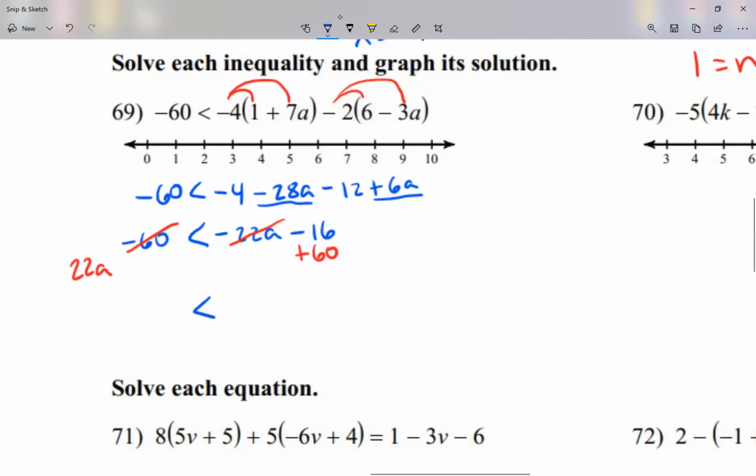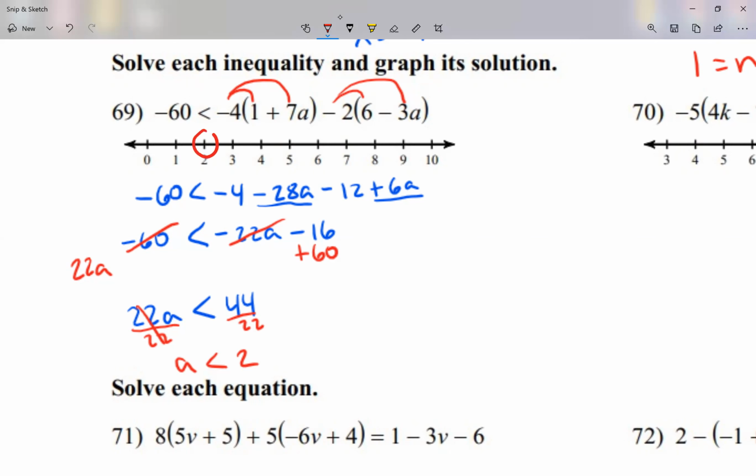So there's my inequality sign. On the left side, I just have a positive 22a. On the right side, signs are different, so I'm going to subtract this. 60 minus 16 is 44. Now let's finish by dividing by the number in front of a, so I get a by itself. a is less than 2. If you just have to solve it, just type that in. a less than 2. If you have to graph it, open circle at 2. And in this case, it goes to the left.